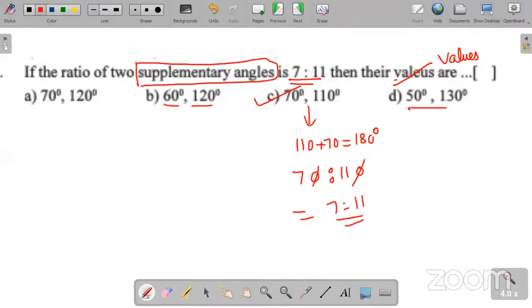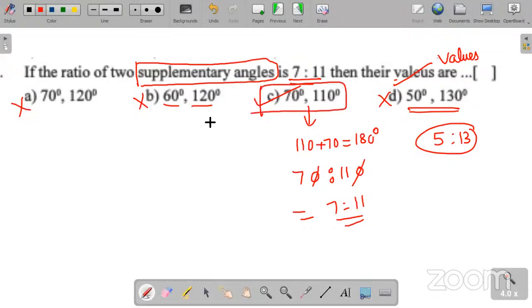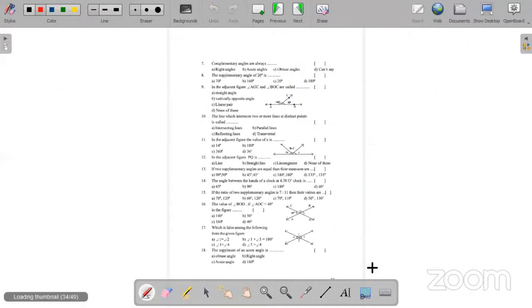For example, the sum of these two angles is also 180, but the ratio you will get is 5 is to 13. So it is not correct. C is the right answer. So without paper and pen, you can solve this problem. Okay, let us move to yet another beautiful problem.